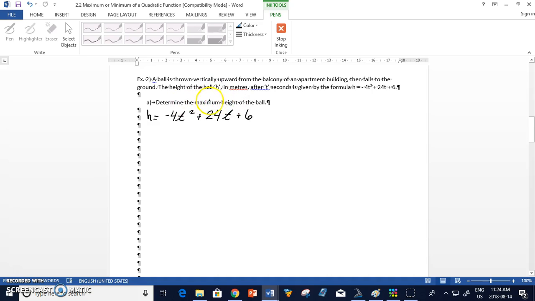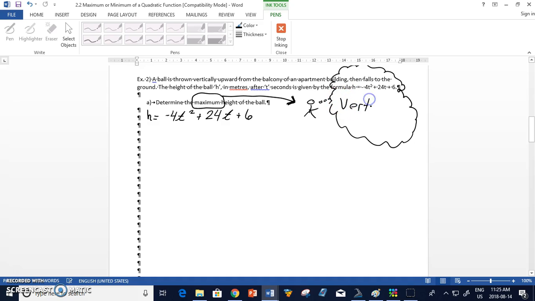So for part A, and this is a very typical question, it says determine the maximum height of the ball. When you are asked to find the maximum or find the minimum, and here's my thought bubble, immediately I think vertex form, because the vertex, of course, is the maximum at the time that it occurs, right? So immediately I think I want to put this into vertex form.